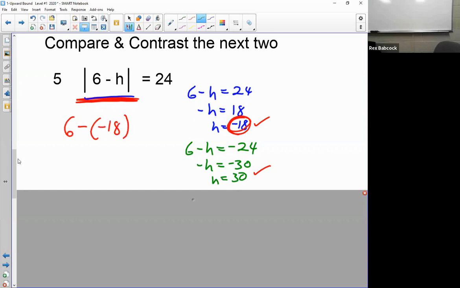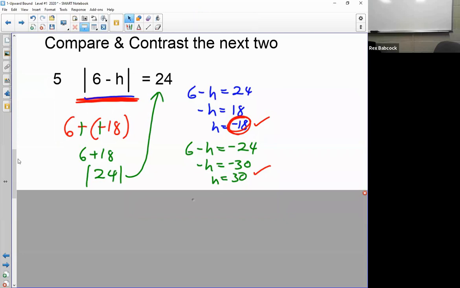Well, let's see. 6 minus a negative 18. A minus times a minus is a plus. 6 and 18 are 24. Does the absolute value of 24 equal 24? Yeah, it does work. So an absolute value, not always, but many times, there's 2 different answers.